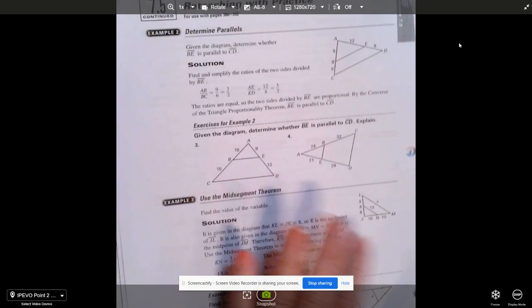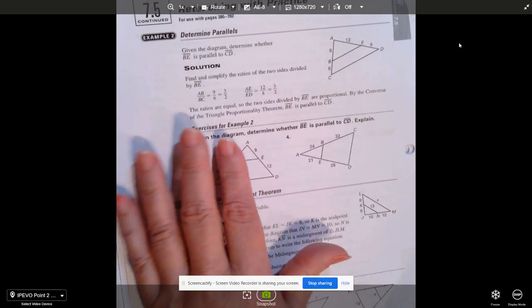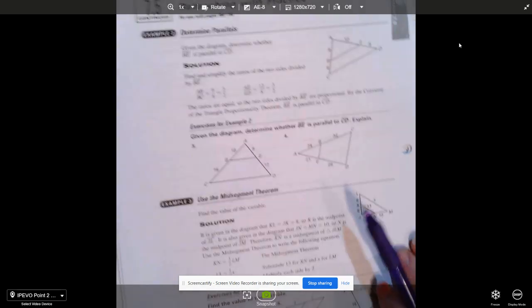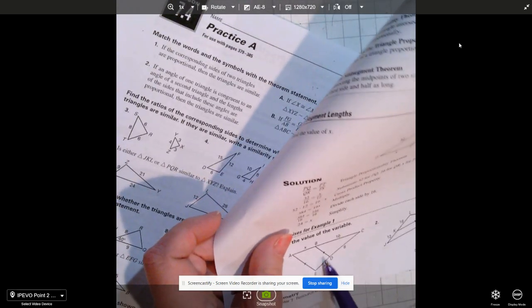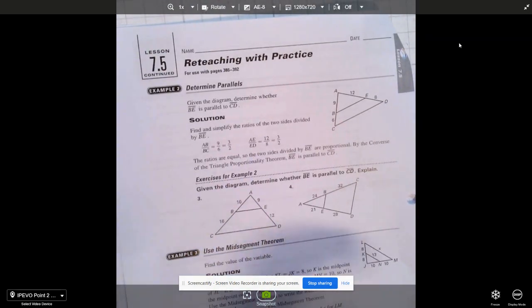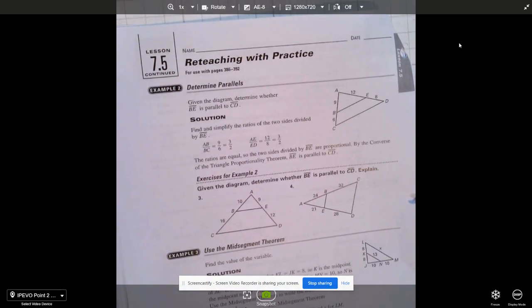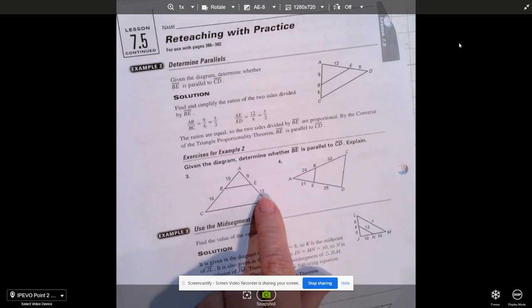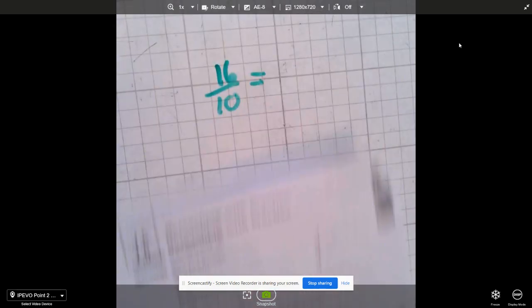So what it's saying here is, now that I've given you the triangle, tell me whether these sides are parallel. So in this first example over here, they told you that these sides were parallel. Now they're kind of doing the backwards. They're giving you all the information, and you have to determine from that information, are those lines parallel? So you're really going to set this up exactly the same way that you set up the other one. You're going to say the bottom over the top, so 16 over 10, and you're going to set that equal to the bottom over the top, 12 over 9.